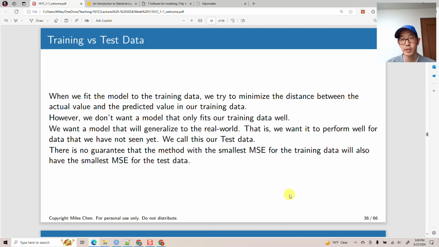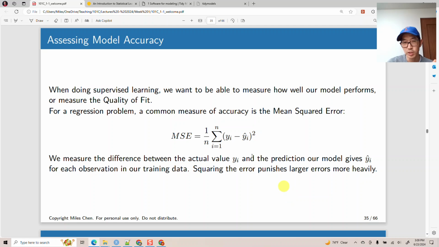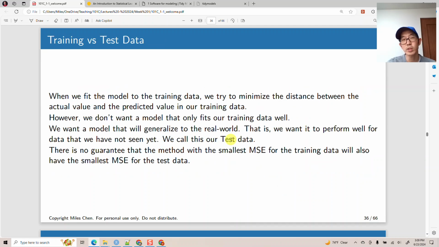When we fit the model to our training data, what we're trying to do is minimize the distance between the actual value and the predicted value, right? We're trying to minimize the difference between the actual value y and our predicted value. And we do that with our training data. But when we do this, we don't want to just have a model that predicts our training data super well.